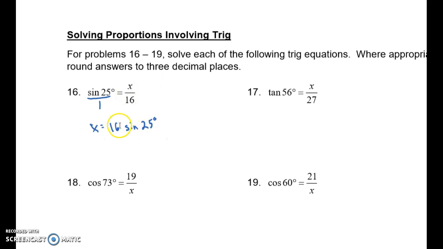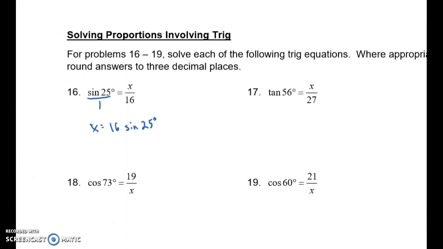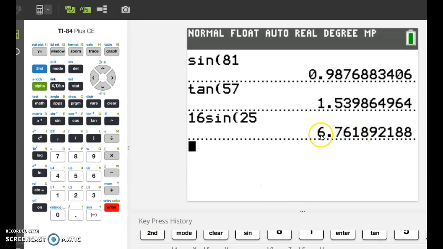So if I want to know that value, I'm just going to type that exactly in my calculator as I see it. So I'm going to go 16 sine 25. Let me check the rounding here. We're supposed to go to 3 decimal places. So that would be 6.762.